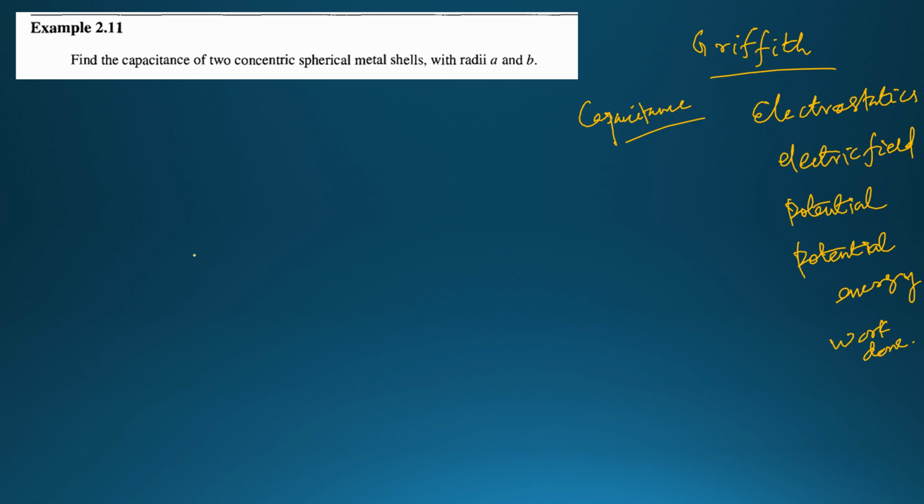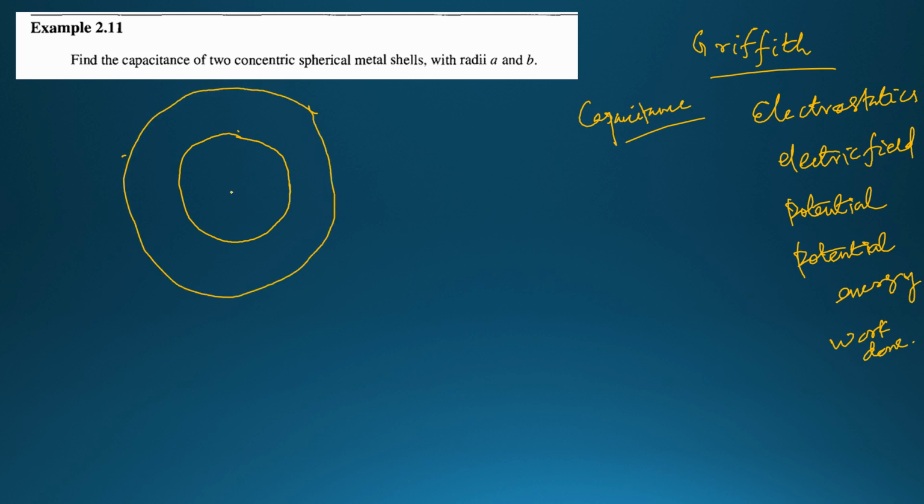Find the capacitance of two concentric spherical metal shells of radii A and B. Concentric spherical metal shells. It's like this: A, B. Okay, what does that mean? Same center, or common center. So what should I do?